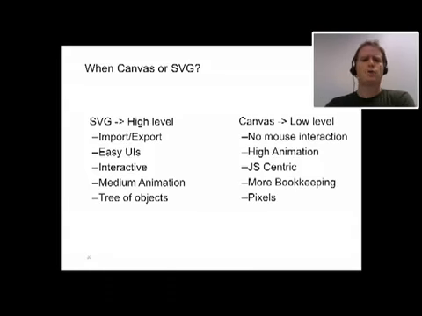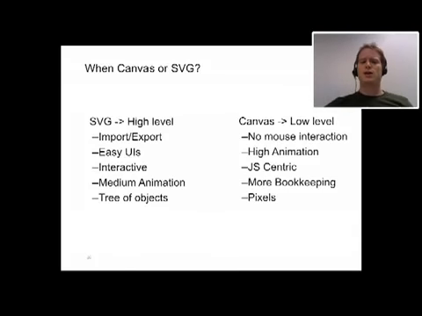So when should you use Canvas? Well, Canvas is lower level, and depending on your project, that's a strength or a weakness. It's really good when you don't need that tree, when you don't have mouse interaction, when you have just keyboard interaction like with a game. When you have a tremendous amount of high animation, especially if it's not interactive, Canvas is a really good choice because that tree just gets in your way. You don't need collision detection. It's JavaScript centric. It requires some more bookkeeping in order to do what you need to do, but that can be a strength depending on your application, and it's really pixel oriented.